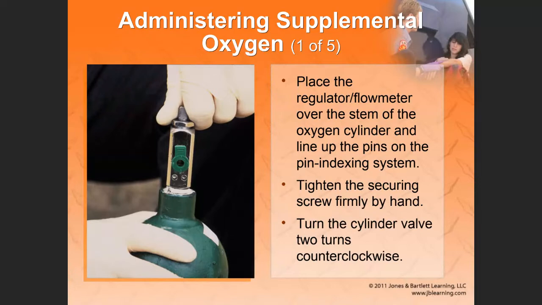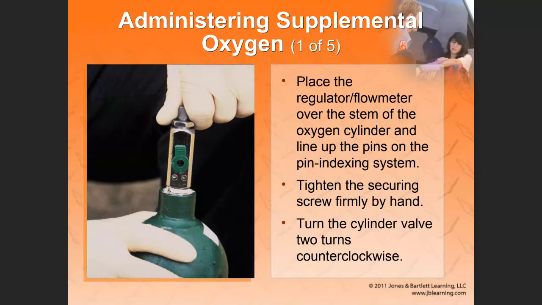But in a nutshell, if it's a new cylinder, the cylinder is going to have a seal. You need to ensure that it is an oxygen cylinder. So once you have removed the seal, the cylinder needs to be cracked to get dust out of the port. And then you put on your regulator, which has a pin indexing system. So there are 2 pins on the regulator that will fit in 2 holes on the cylinder stem. And it is designed that way so that the regulator can only be attached to an oxygen cylinder.